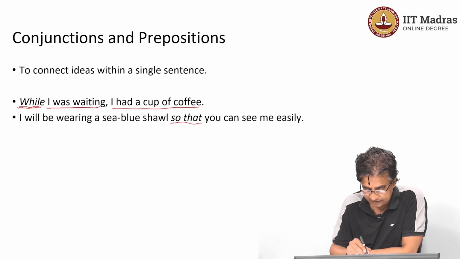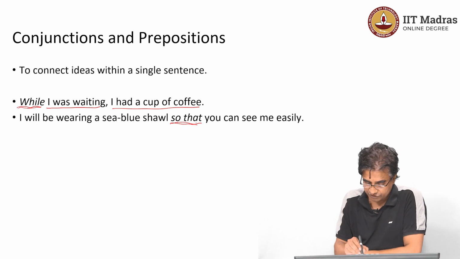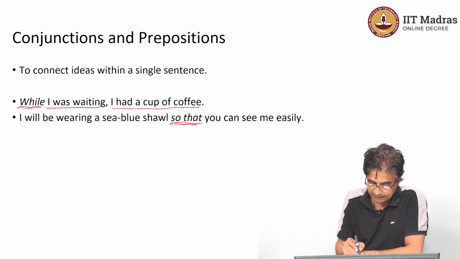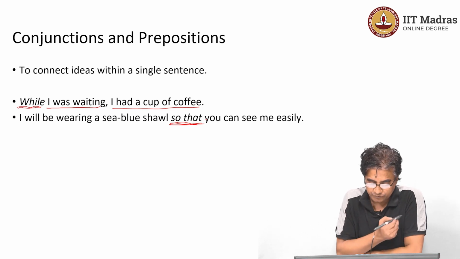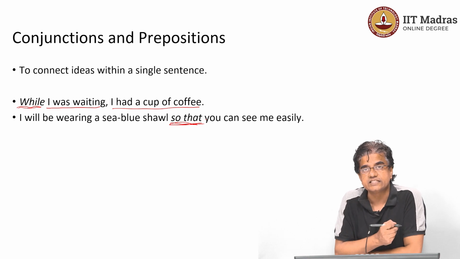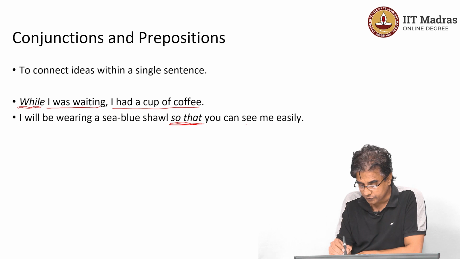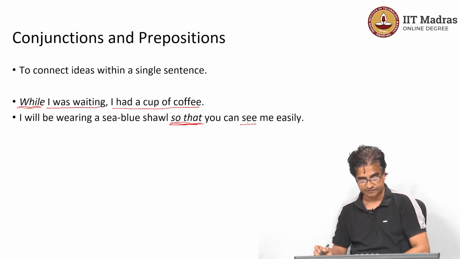I'll be wearing a sea blue shawl so that you can see me easily. So that is another phrase which connects the two and says it's contingent upon something. So I am going to wear a blue shawl, and this is contingent, this is important because I want you to see me, identify me easily. So that's the purpose of this phrase.